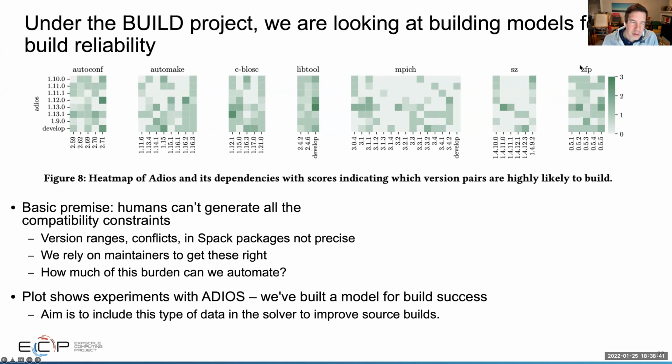And we were able to show that we can actually predict the likelihood of builds we haven't tried yet pretty well. And so we're looking at taking this kind of model information and actually integrating it into the solver. So you can imagine that this sort of thing would go into the solver as a bunch of weights on different version combinations for things.